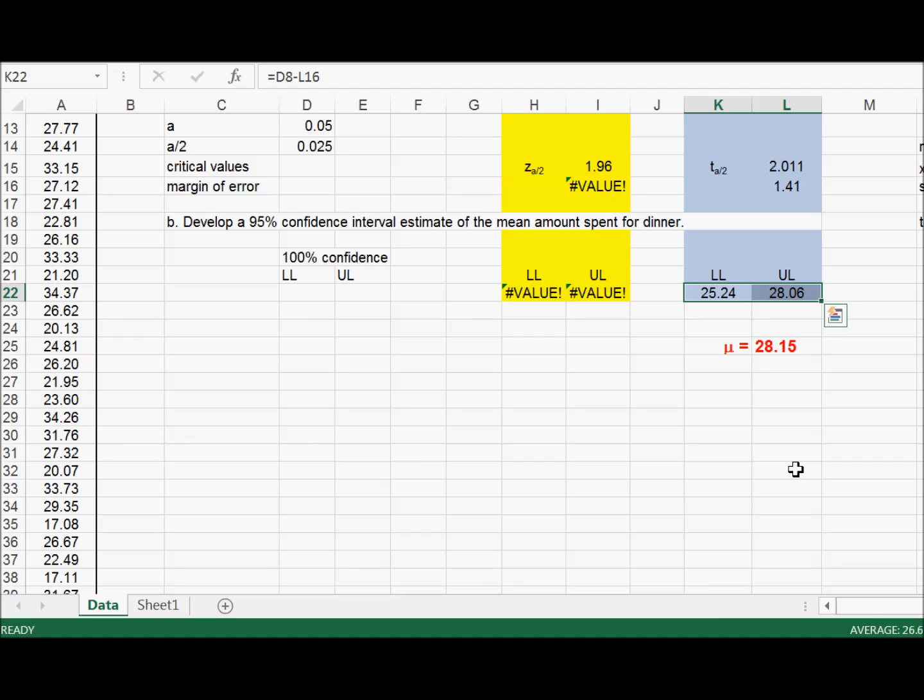So Xerxes tells you the true mean is 28.15. Let me rephrase the question. What's the probability that the true mean is between these two numbers? Between those two numbers, what's the probability? 0.